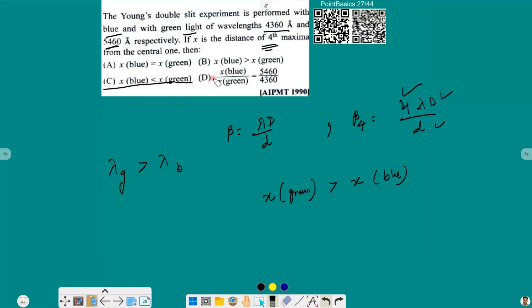Regarding option D, some fringe number has to be equal, so we cannot conclude that for the fourth fringe option D is going to be right. So only option C is going to be right here.